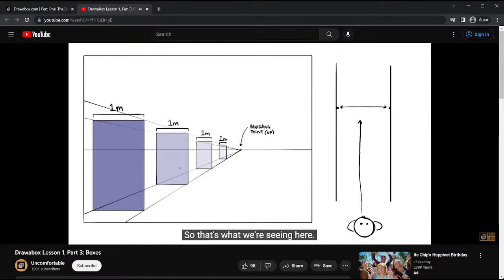So that's what we're seeing here. You've got these planes, which I've said are 1 meter wide based on this diagram. And this 1 meter gets smaller and smaller and smaller. It's still 1 meter because it's just far away.